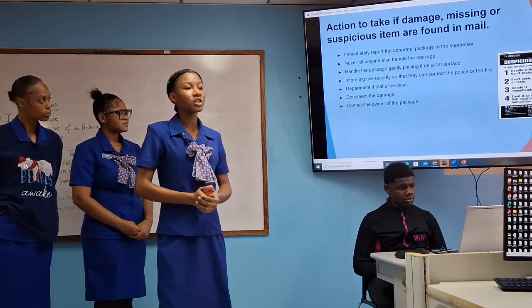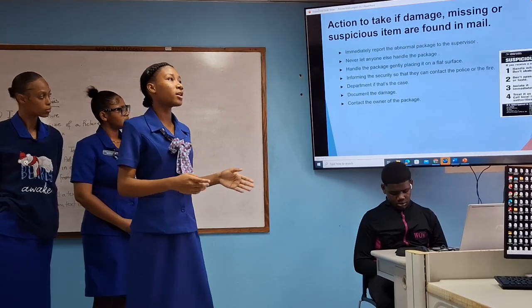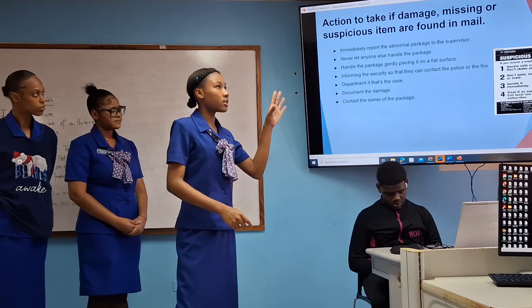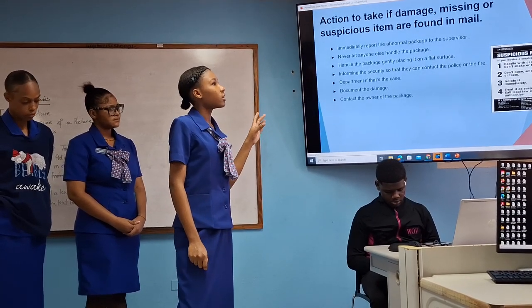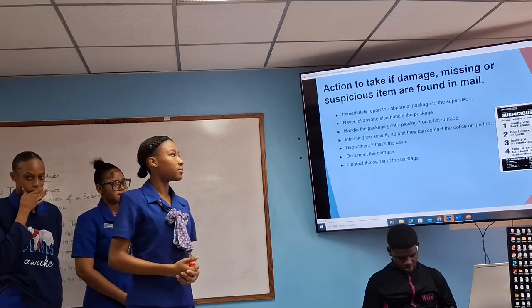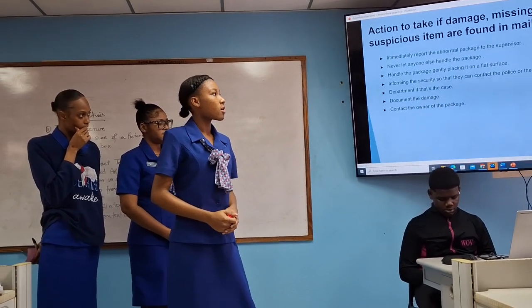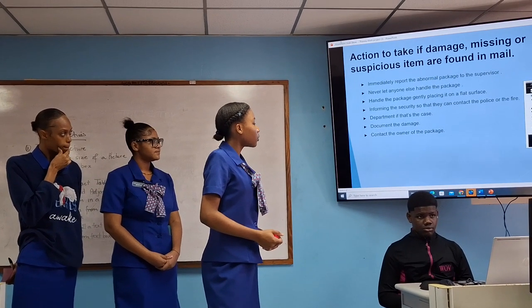Document the damage. Alright, so the postal clerk in the post office, if she receives a package that is suspicious, damaged, or missing, or the recipient address on it is not typed properly, or there is any loose information, she can document the damage for proof, or contact the owner of the package.